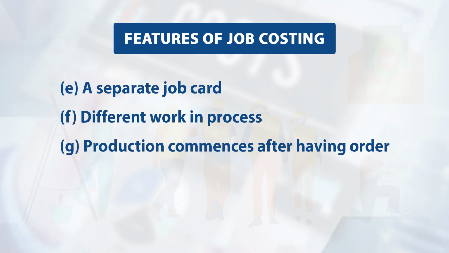Seventh, production commences after having the order. In anticipation, production work is not started under job costing. After receipt of order, production is started by the manufacturer because each job order is unique in its nature.